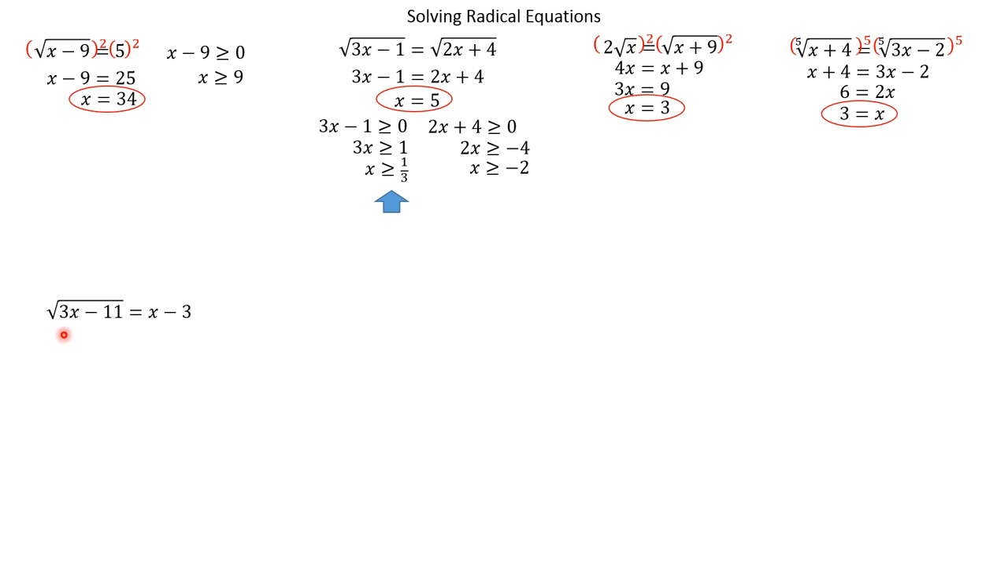Here, we have the square root of 3x minus 11 equals x minus 3. Well, we're going to do the same thing. We're going to square both sides. When we square this side, we'll get 3x minus 11. But when we square this side, this is not x squared minus 3 squared, or x squared plus 3 squared. X minus 3 squared is x minus 3 times x minus 3. So when we multiply that out, we get x squared minus 6x plus 9. Don't forget to be doing that. That would be the other big mistake people make in this area.